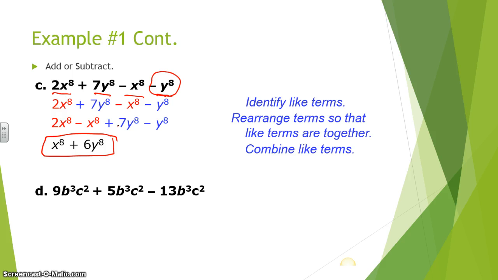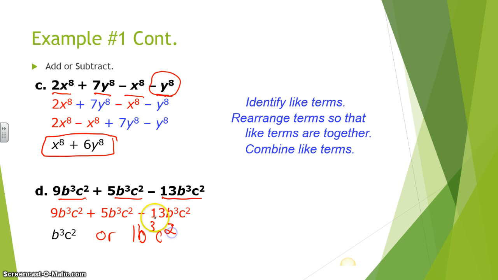The next one, D, we have 9b to the third power c squared plus 5b to the third c squared minus 13b to the third c squared. So let's combine like terms. Notice they all have b to the third c squared. So actually each of these are like terms, so notice they're all in red. We can leave that. And then we just simplify 9 plus 5 minus 13. That's just going to leave me left with 1. So that's how we got b to the third c squared. Or you could have written it as 1b to the third c squared. It means the same answer.